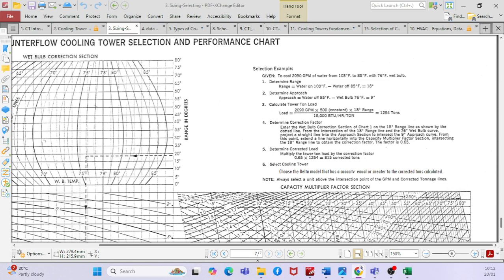Yeah, I still have to sit through it. See, actually, whatever we are learning is just a basic for you to understand. But when you sit with the manufacturer for your project, then you will get more information. Yeah, that is understood.